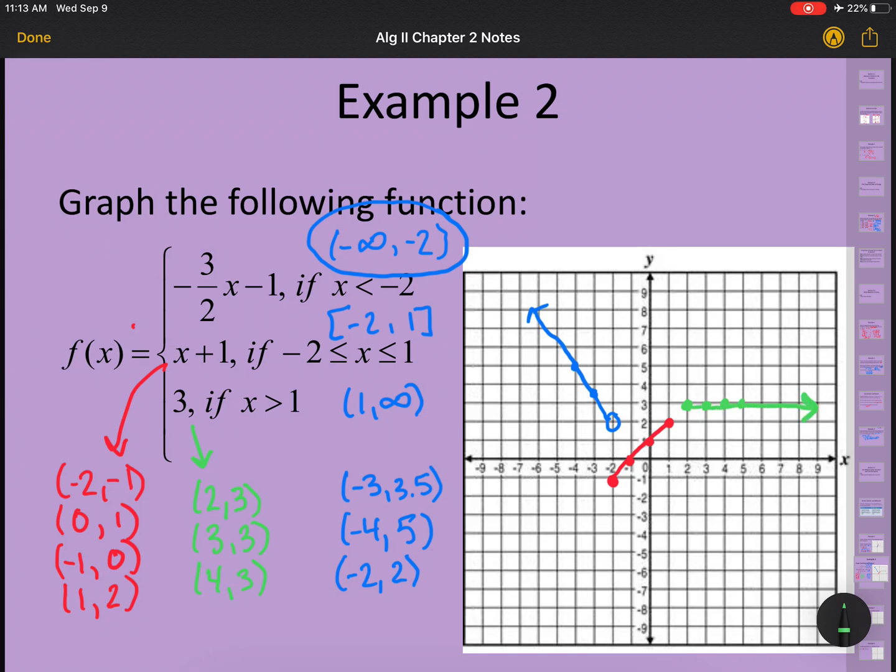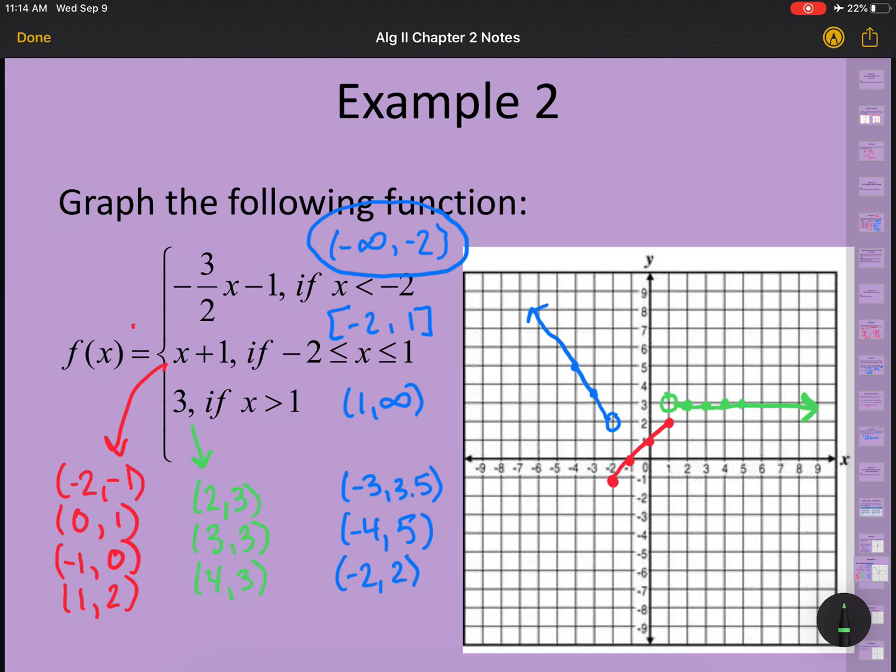Okay. But at 1, if we were to try to plug in 1 there, it would be 3, right? So I'm going to use an open dot there too. But notice, I'm going to connect that open dot with the closed dots that are green, because you can have numbers in between 1 and 2. So 1.5. That would be green, or 3, because 1.5 is still bigger than 1.